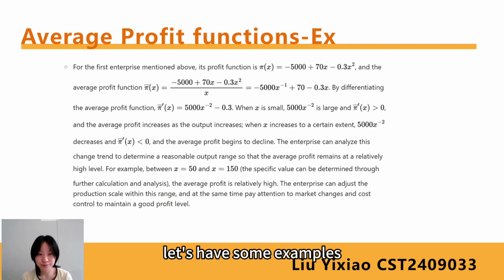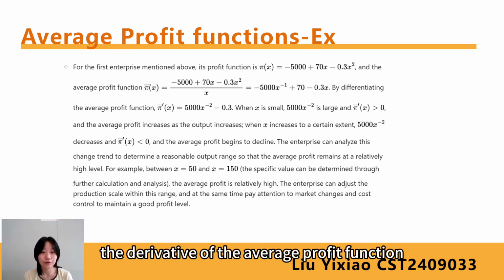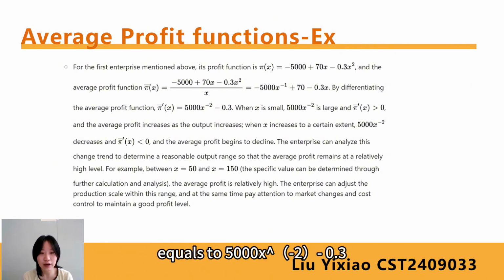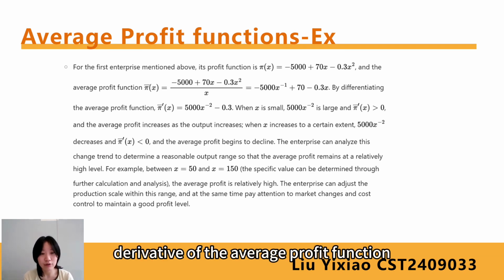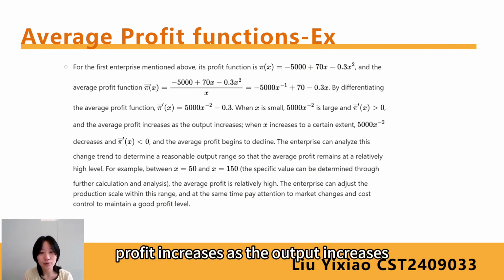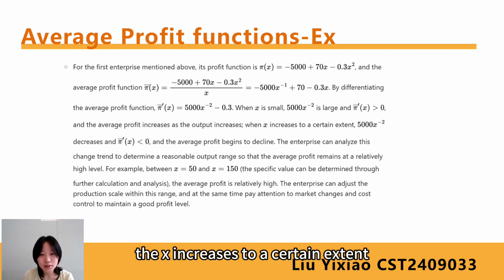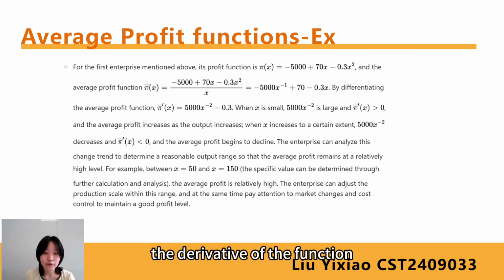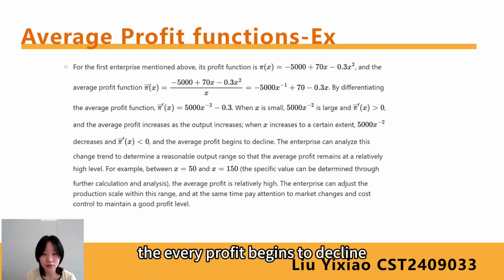Let's have some examples. In the first example, we get the average profit function and differentiate it. The derivative of the average profit function equals 5,000 multiplied by x to the power of -2 minus 3/10. When x is small, the derivative of the average profit function is more than 0, and the average profit increases as the output increases. When x increases to a certain extent, the derivative of the function is less than 0. The average profit begins to decline.